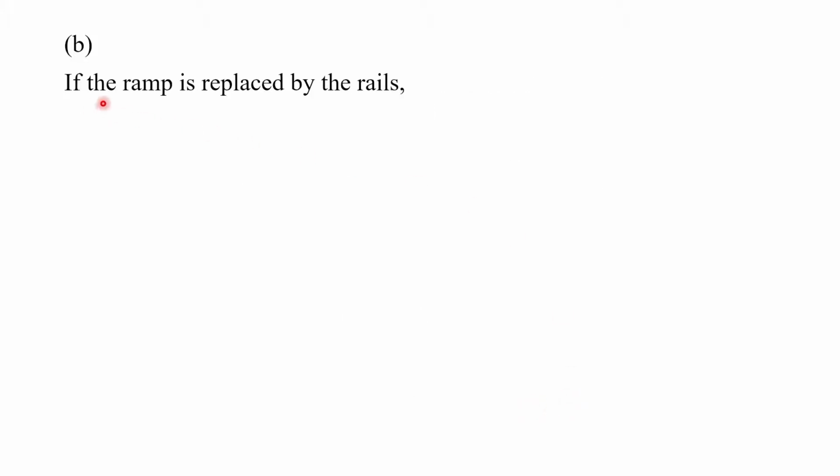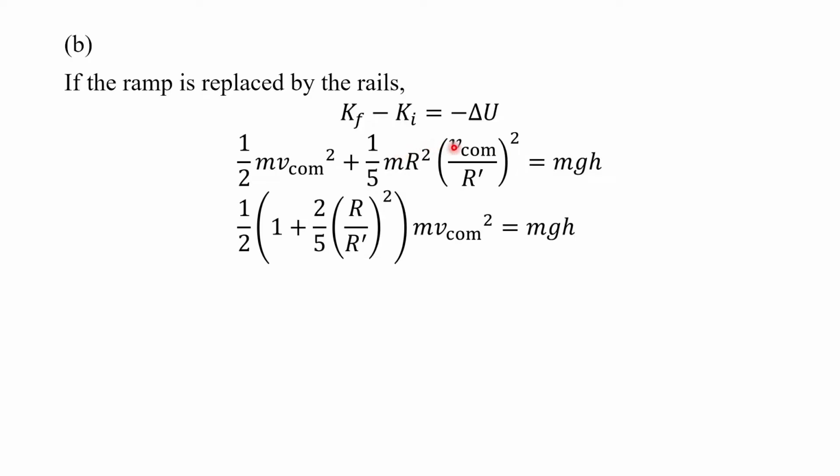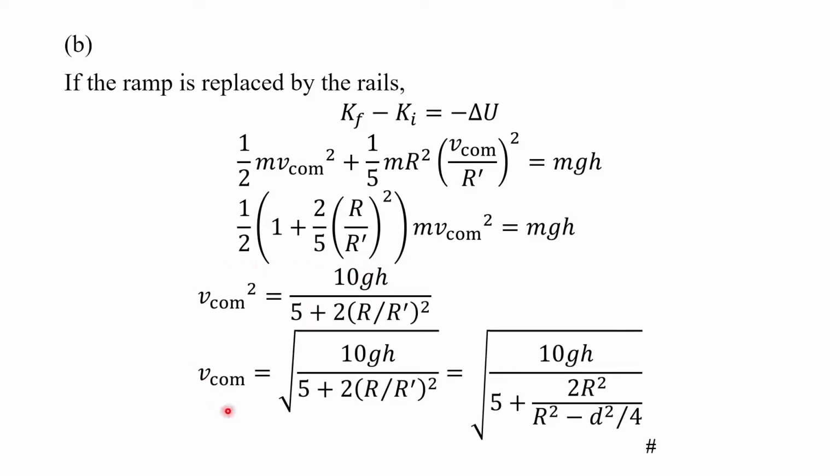If the ramp is replaced by the rails, we have to change the omega of the rotation from the previous equation. Solving this new equation, we get that the speed of the center of mass is equal to the square root of 10 times gh divided by 5 plus 2 times r over r prime squared. We may also expand out the r prime squared and get this clumsy formula.